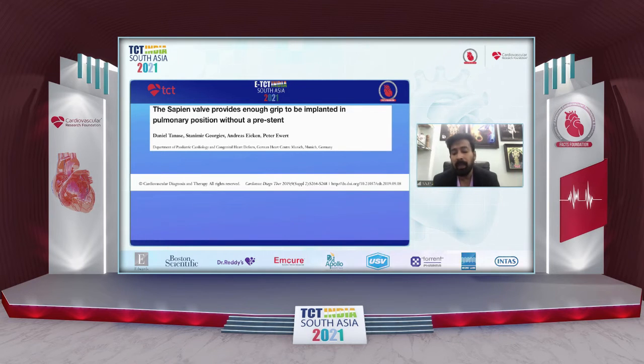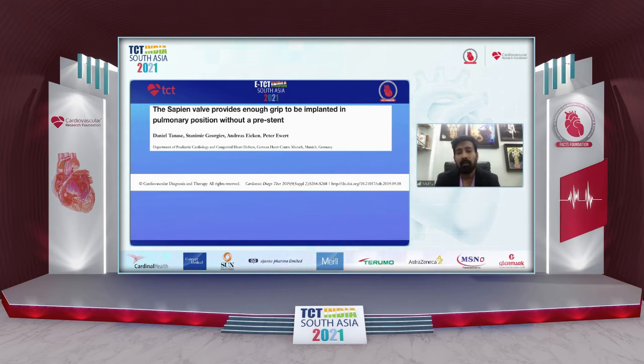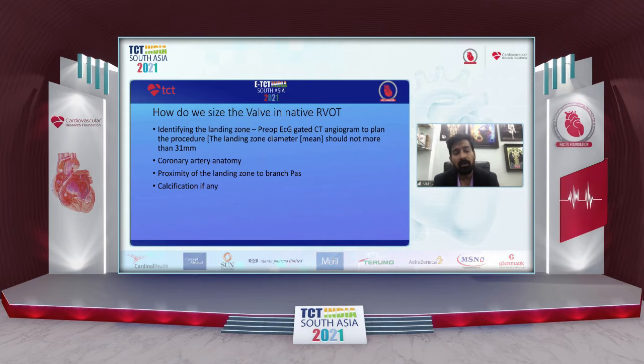So we looked at a paper done recently in 2019 regarding Sapien valve without pre-stenting, and by this we started to do this procedure. The important thing in a native RVOT is identifying the landing zone on a CT scan, and we should make sure the landing zone is not more than 30 mm, and check the coronary artery anatomy, the proximity of the landing zone to the branch PAs, and calcification if any.